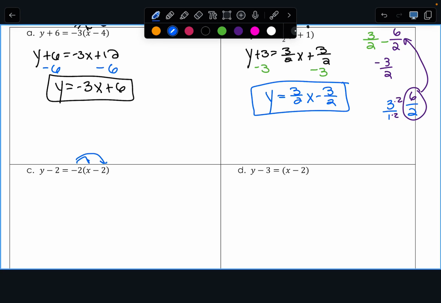Distribute the -2 in. Y minus 2 equals -2x plus 4. Add 2 to its like term. Y equals -2x plus 6.